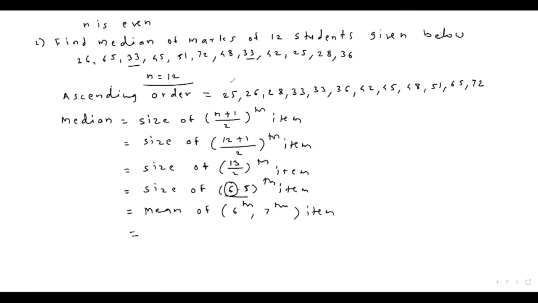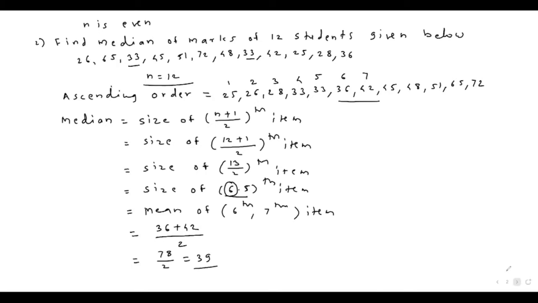So the 6th and 7th item is, this is my first item, this is second, this is third, fourth, fifth, 6th and 7th. So this is my 6th and 7th item. So mean of these two items is 36 plus 42 divided by 2. So this is equal to 78 divided by 2, and the median is 39. So median of marks of 12 students is 39.